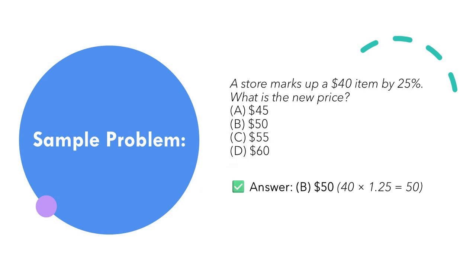But here's a shortcut. Instead of calculating the increase separately, you can multiply by 1.25 in one step. 40 times 1.25 is equal to 50. This trick will save you time on the test.